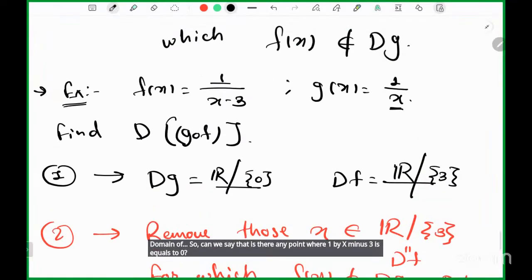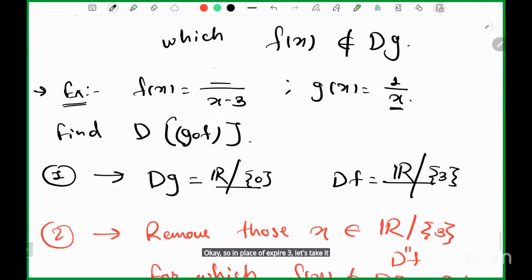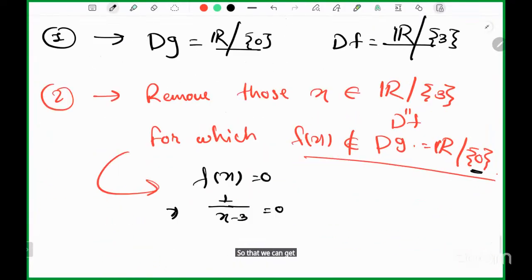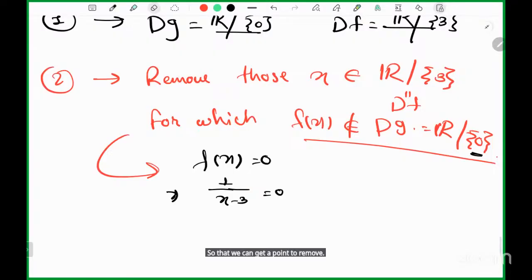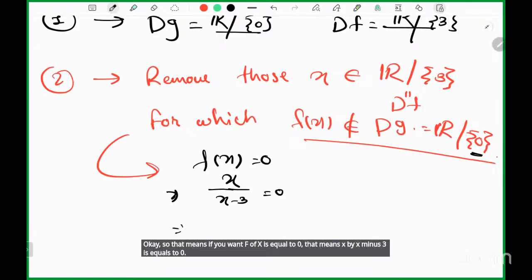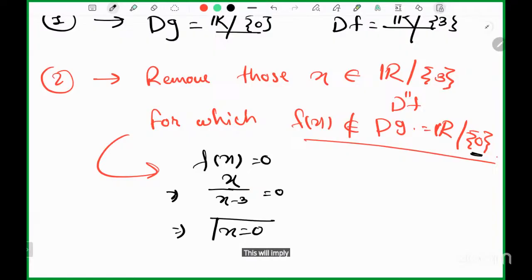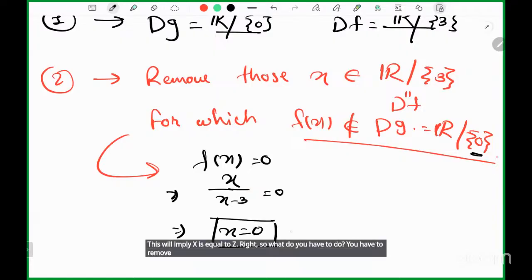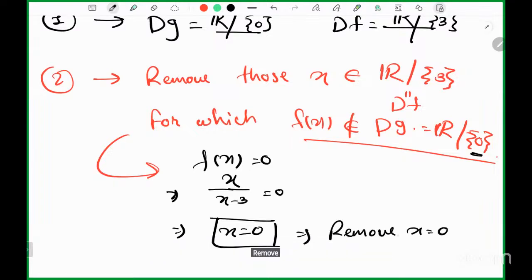In place of x by 3, let's take x here, so that we can get a point to remove. The domain won't change. So if you want f of x equal to 0, that means x by x minus 3 is equal to 0. This will imply x is equal to 0. So what you have to do is remove x equal to 0 from the domain of f.